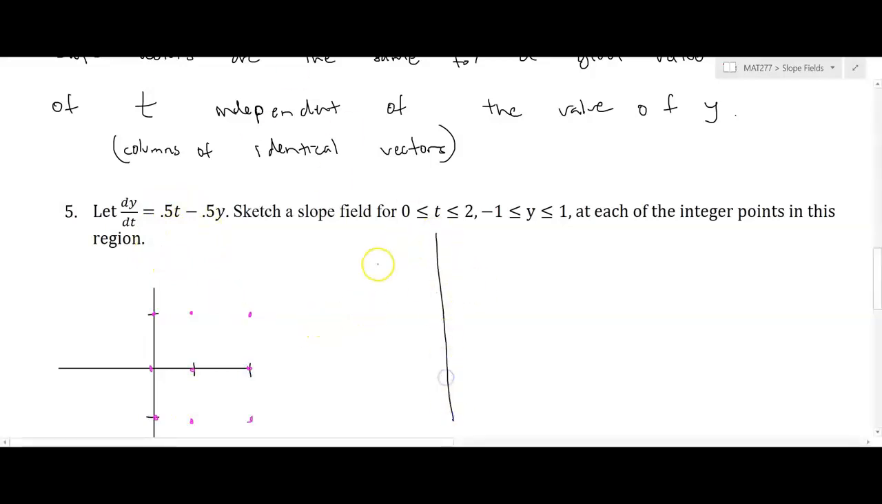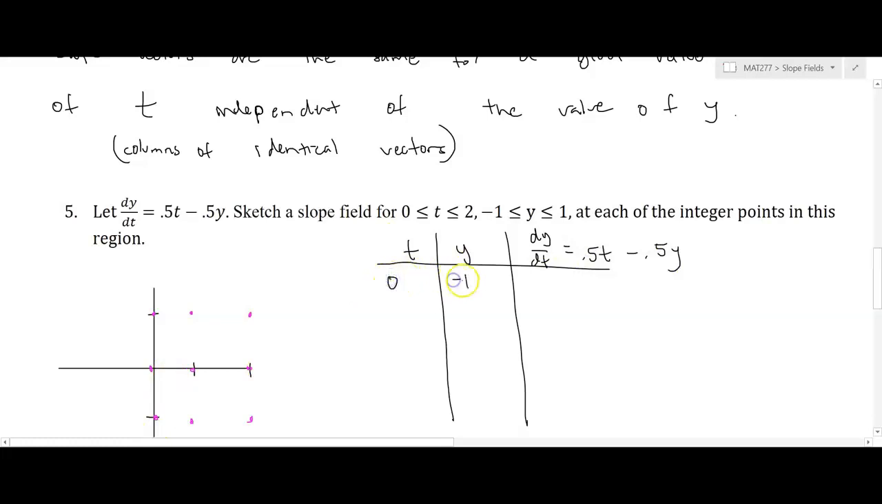So here I'm just going to go ahead and write out this entire table, and it's going to be the difference between half of t and half of y. So if I start down here at 0, -1, that's going to give me a slope of, let's see, 0 minus a half times -1 is going to be positive a half. And I'm just going to continue doing these. So 0, 0 will give me a slope of 0. 0, 1 will give me a slope of negative a half.